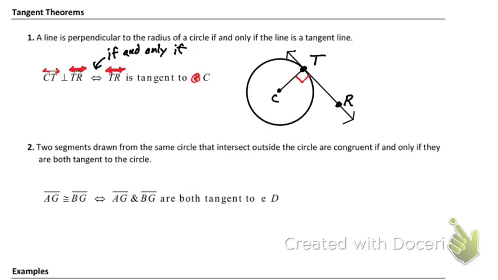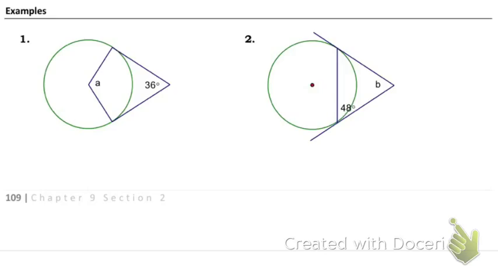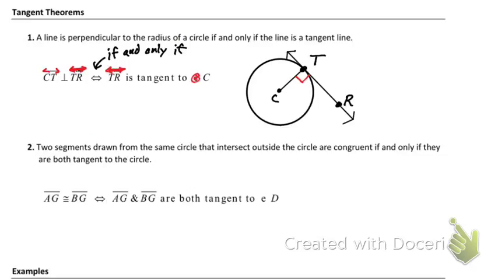All right, number 2 says two segments drawn from the same circle that intersect outside the circle are congruent if and only if they're both tangent to the circle. I think I want to move this up a bit. Let's see if we can find it really quick.